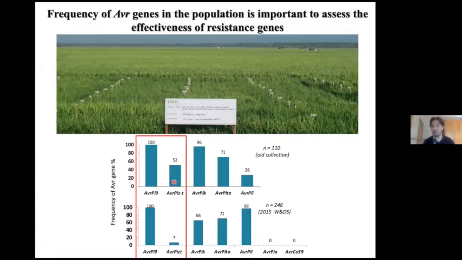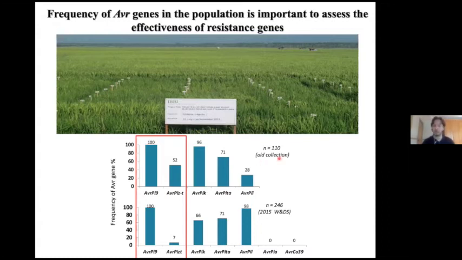So, for instance, if an effector is 100% present in the population, like here, that means that if I deploy the resistance gene that interacts with this effector, it's highly likely that this resistance gene will be effective, right? However, if the population deletes the effector or has it at a low frequency, that means that your resistance gene will not be so effective, or not effective all the time. And we know that this frequency changes with time.